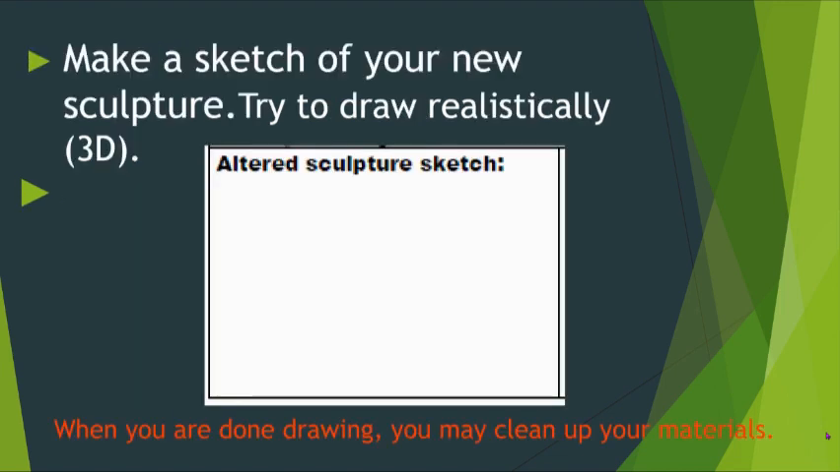And make a sketch. So we need to record it. You need to try to draw this realistically. So on your paper where it says altered sculpture sketch, go ahead and sketch in how your sculpture looks now that you have changed it. When you are done drawing, you may clean up your materials. So please put them back in the bag, seal the bag, and I will come and collect the bag from your table.